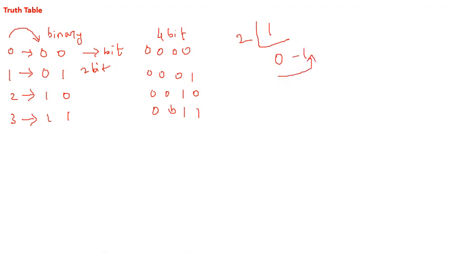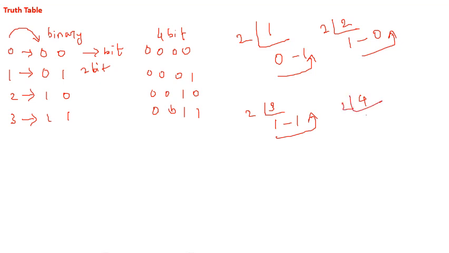In the case of 2, you divide by 2. It goes 1 time, and the balance is 0. You write it like this. Next, similarly for 3, it is 1 time, and the balance is 1. Suppose in the case of 4, it is a similar concept. 4 divided by 2 is 2 times, balance 0. Again 2 divided by 2 is 1 time, balance 0, so you write it like this.